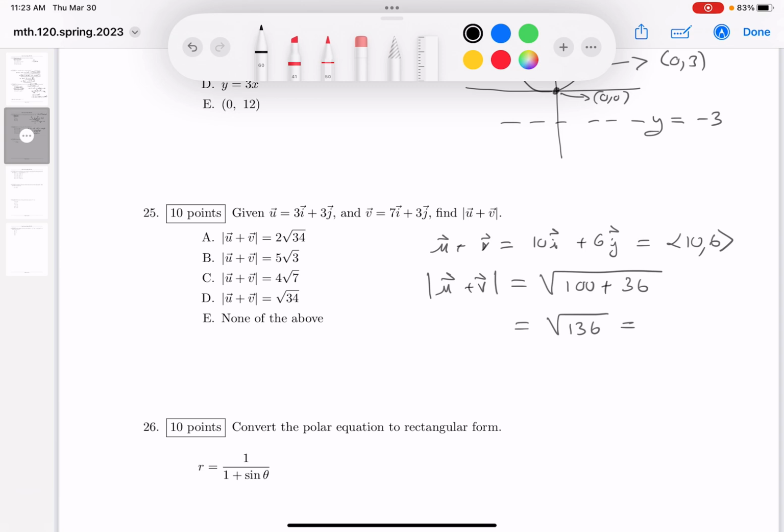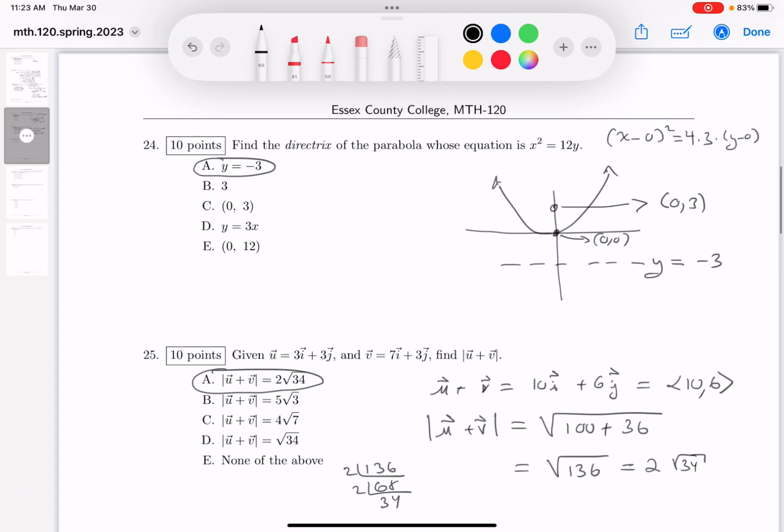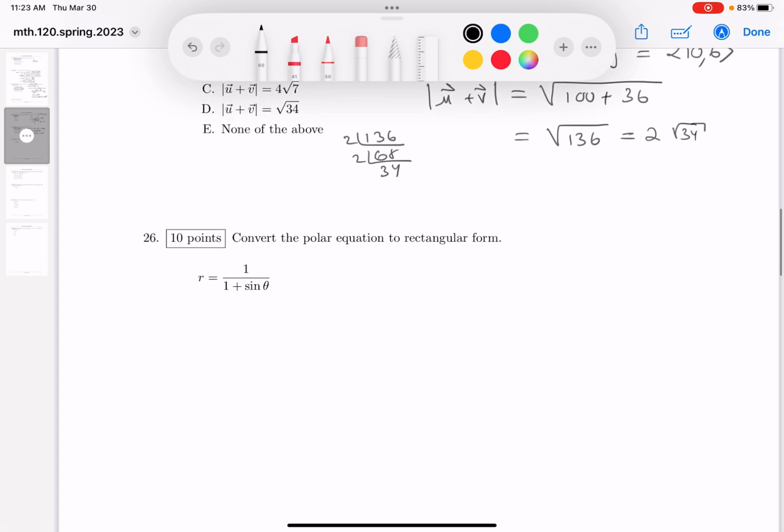Kind of looking at that, and certainly I don't see that answer listed, but I can go through that for you. 136, and 2 goes into 136 68 times, and 2 goes into 68 34 times. So I think I know it's going to be 2 root 34. Is that answer being listed? Yeah, right over here, letter A. All right, we're good to go to the next question. Let me just recap. Let's see if I've answered these things. I've answered both of those questions.